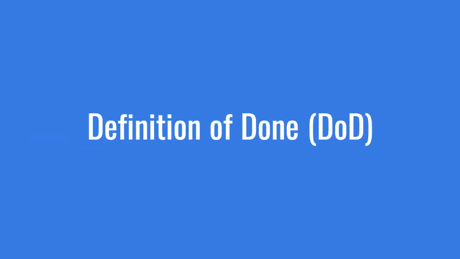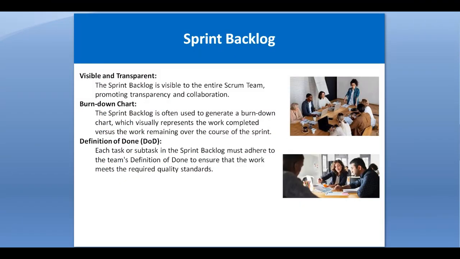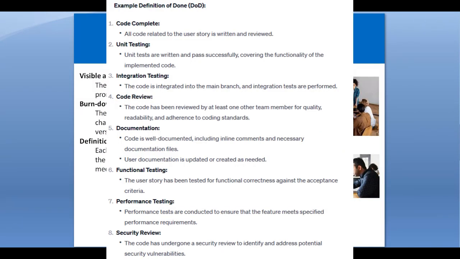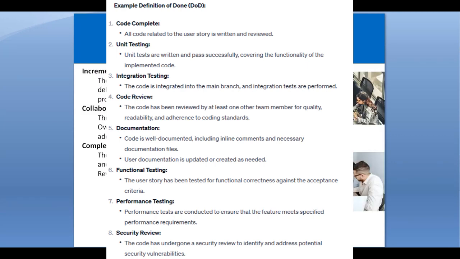Definition of done. Friends, each task or subtask in the sprint backlog must adhere to the team's definition of done. That means the criteria by which we will consider that a particular task has been completed. Friends, we know that when we are working, many times confusion occurs about which criteria you will use to consider the work completed. So it should be communicated at an early stage.